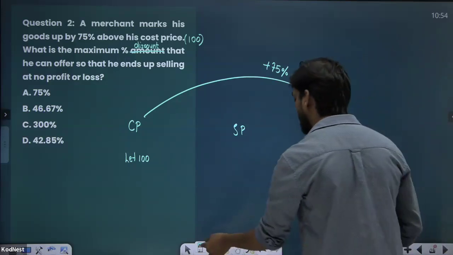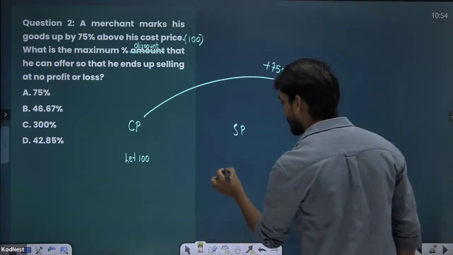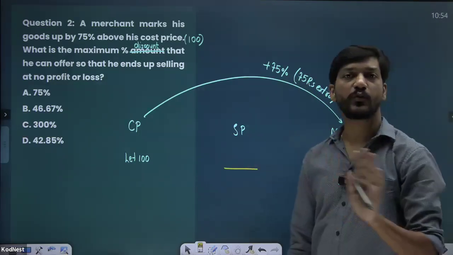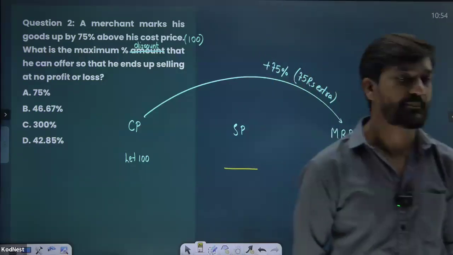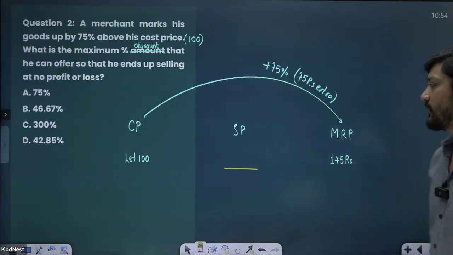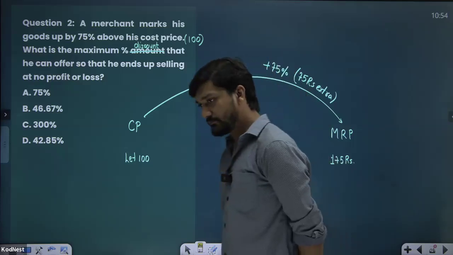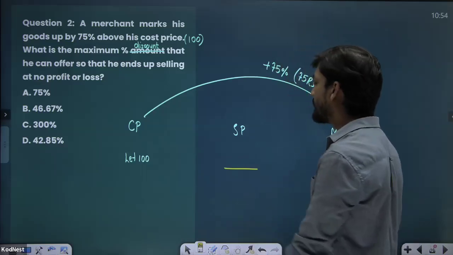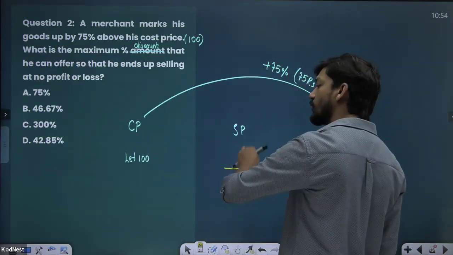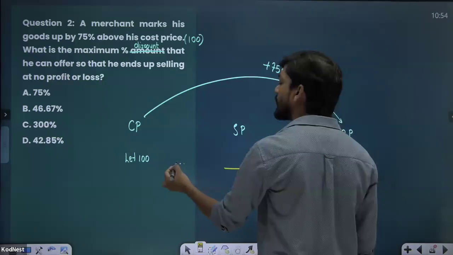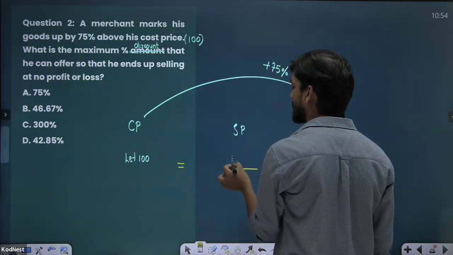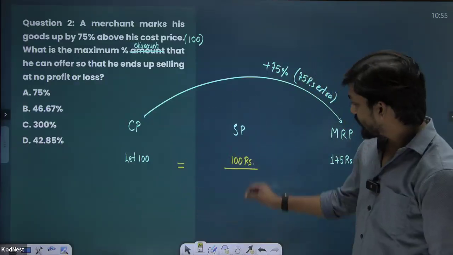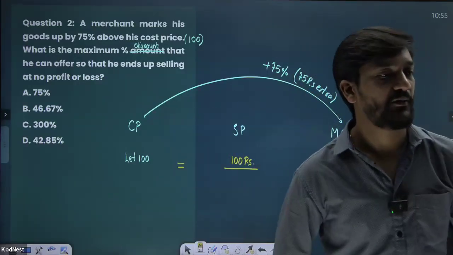Okay, carefully answer something. At what price should I sell so that I make no profit, no loss? Please answer that. At what price should I sell? Same as the cost price. Because if it is higher, it is profit. If it is lower, it is loss. So if it is equal, then no profit, no loss. So you should sell at 100 rupees. So is this point clear? Please confirm this. First thing.